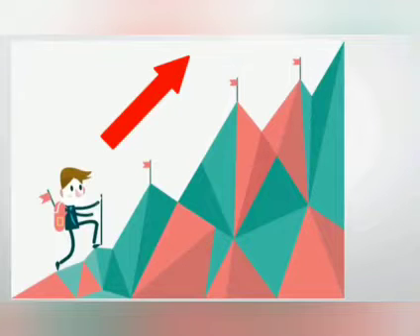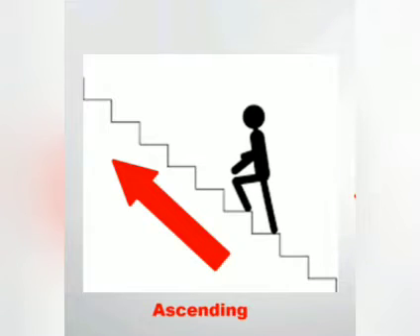See here there is one man. He is climbing the mountain. In which direction is he going? He is also going in the upward direction, from bottom to top. Here also one man is going on steps in the forward direction, from bottom to up in the upward direction.